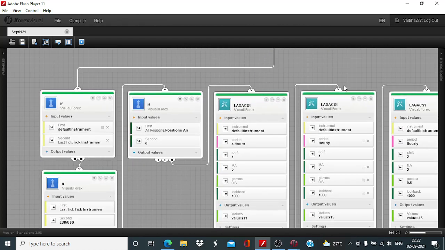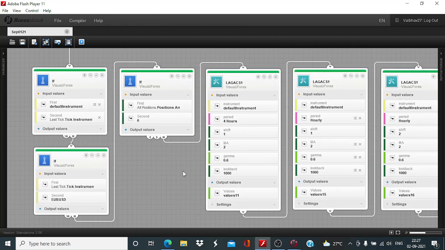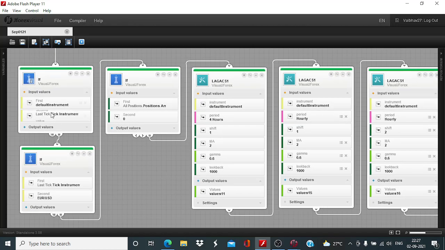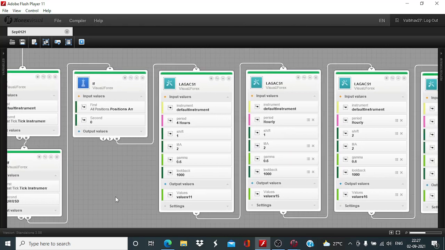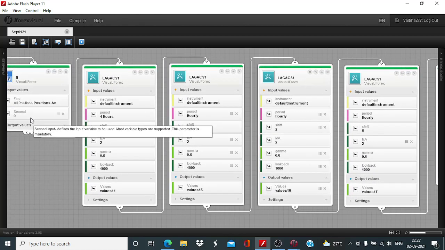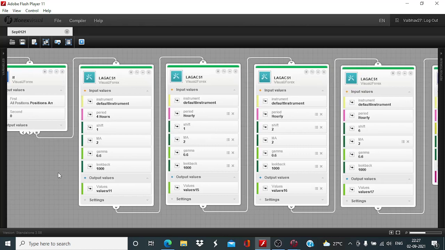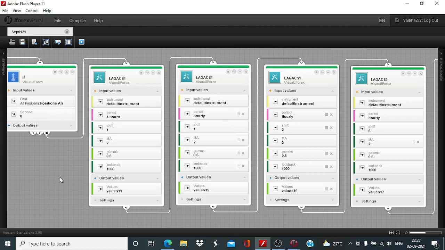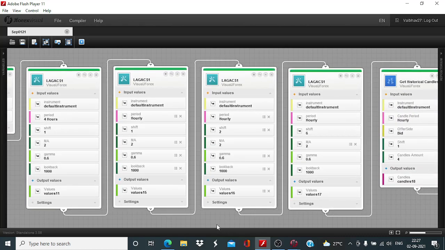In the last session, I had finished the setup so far, which included this instrument subscription with the default instrument being Euro USD. After that, the position amount was defined as 0. All the positions, pending and the open positions included, should be equal to 0. Only then the new trade will be placed.